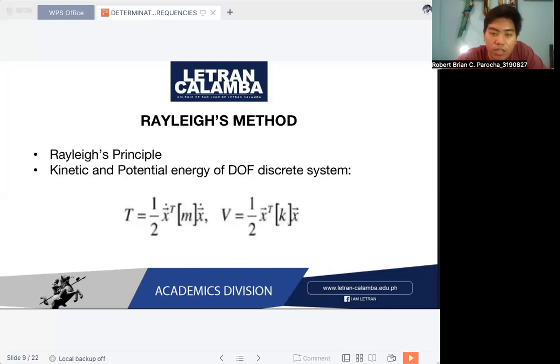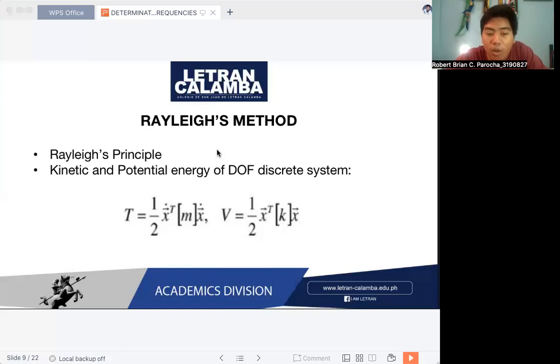First is Rayleigh's principle. So what is Rayleigh's principle? Rayleigh's principle states that in the fundamental mode of vibration of an elastic system, the distribution of kinetic and potential energy is such as to make the frequency a minimum. Therefore, the kinetic and potential energies of an n degree of freedom discrete system are given by these equations below.